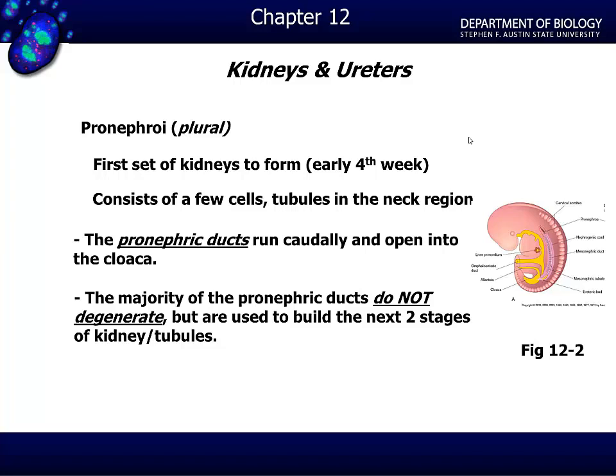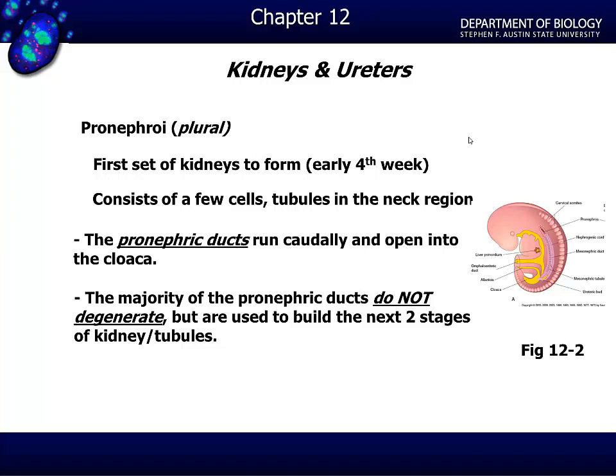But the most important thing, in the cervical region, you start to form a duct. And this duct is going to connect these tubules to the cloaca. And since it's servicing the pronephros, this duct is referred to as the pronephric duct. Now, this pronephric duct, the part associated with the cervical pronephric kidney, that's going to degenerate. But the remainder of the duct is not going to degenerate. It is going to remain, and it is going to be used by the next 2 stages of kidney development. It's going to be used both by the mesonephros and the metanephros.